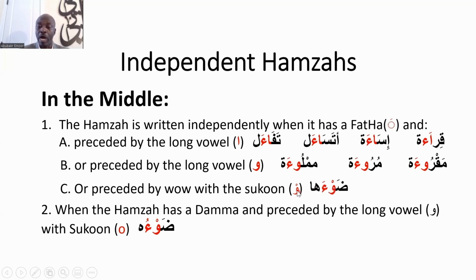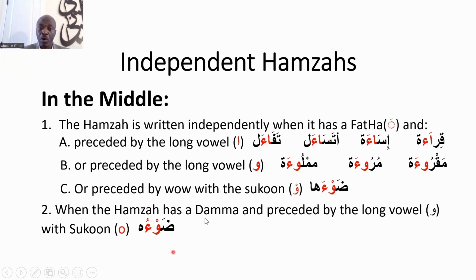Daw'aha. Daw is light, so daw'aha is its light, or maybe her light. In Arabic there is no distinction between "it" and "she." It's the same. So this light belongs to something feminine. Daw'aha. In this case, the Hamza is sitting alone with no seat. That's rule number one.